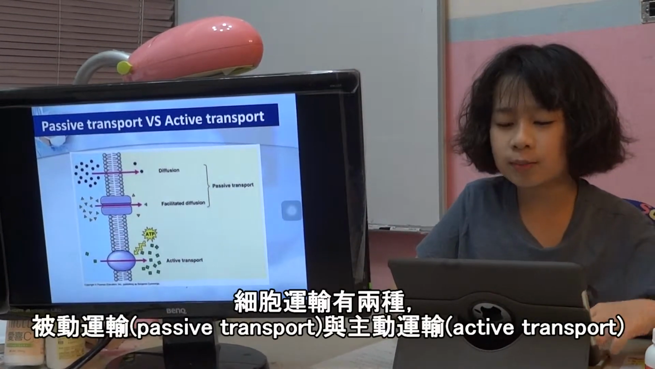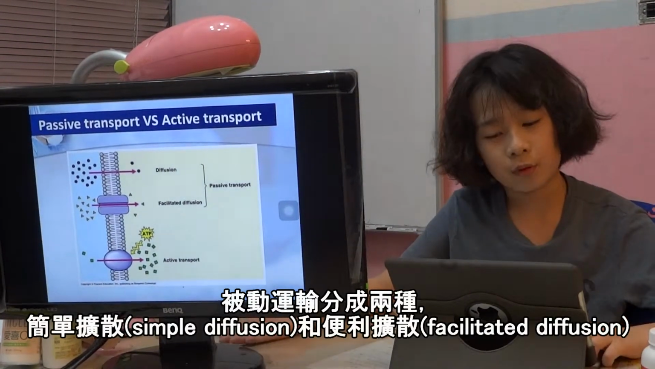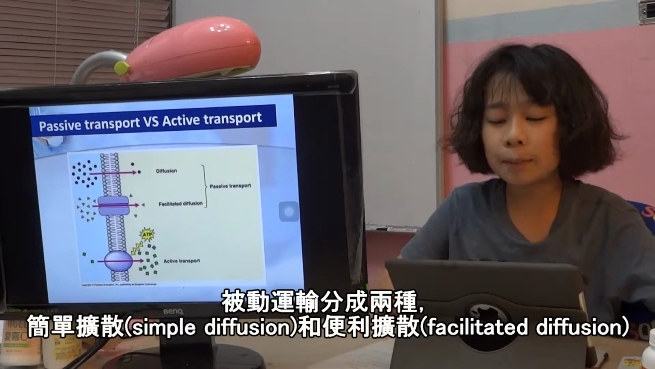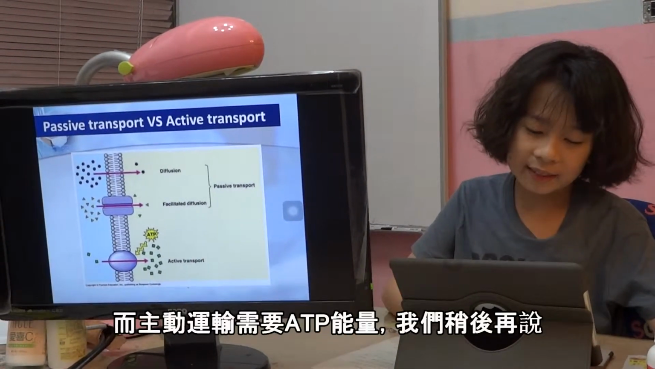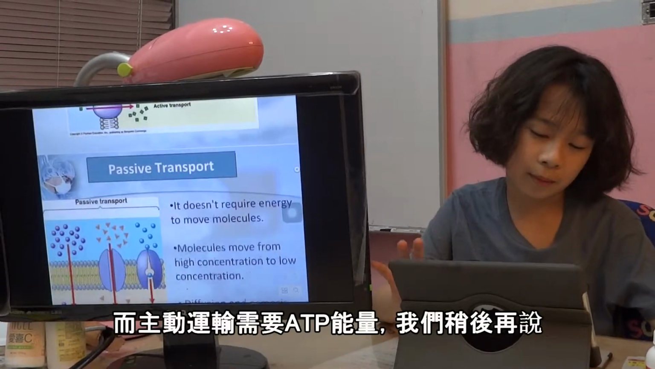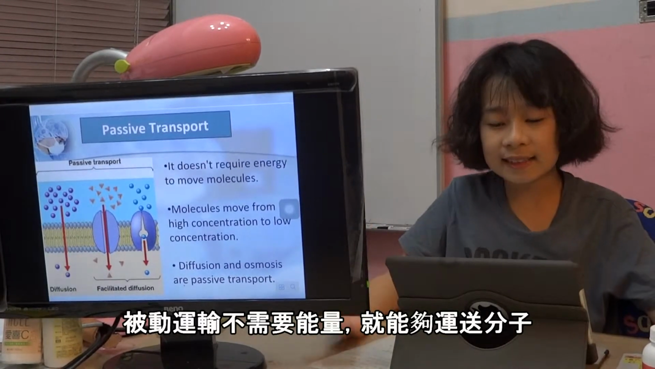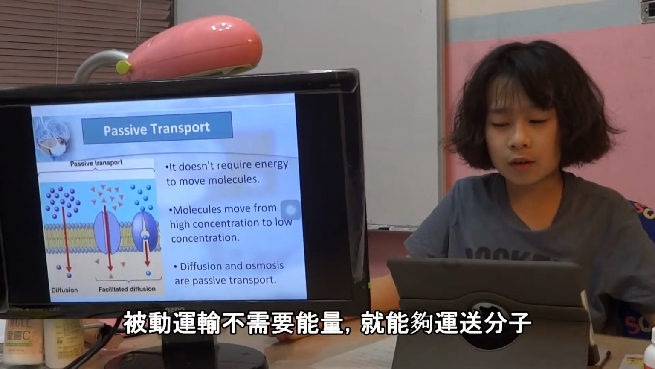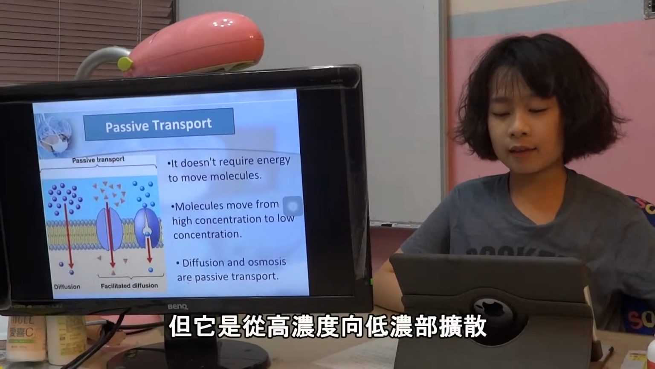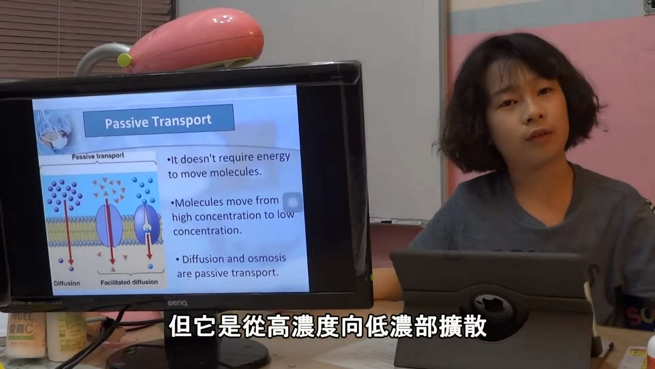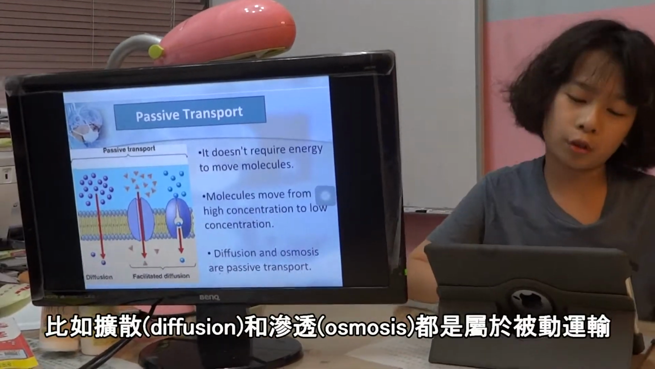Okay, passive transport and active transport. There are two kinds of passive transport: simple diffusion and facilitated diffusion. And active transport needs ATP, I'll talk about that later. So what is passive transport? Passive transport means that they don't need any energy to move the molecules. It goes from a high concentration to a low concentration, and it includes diffusion and osmosis.